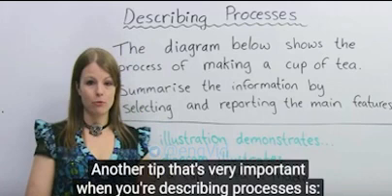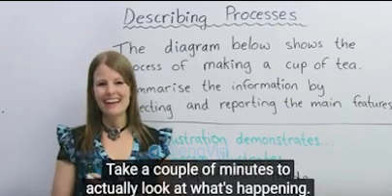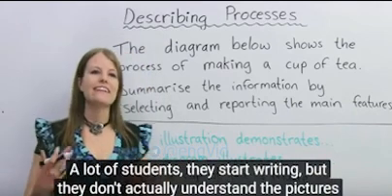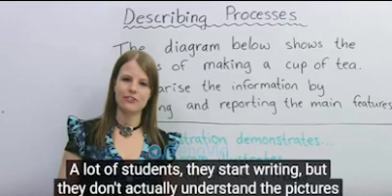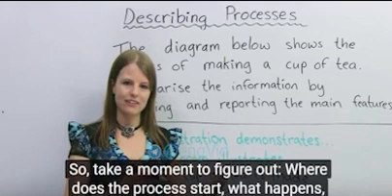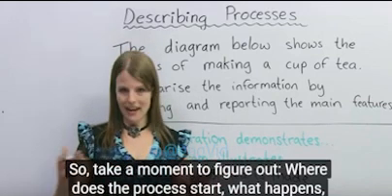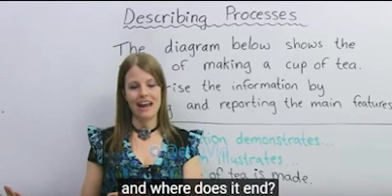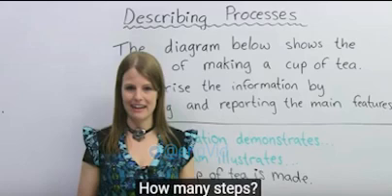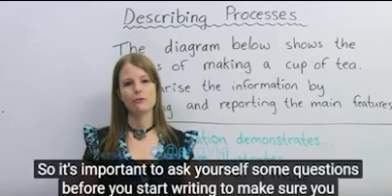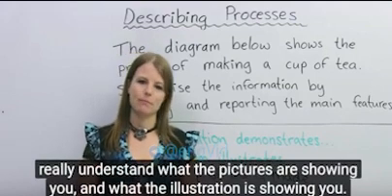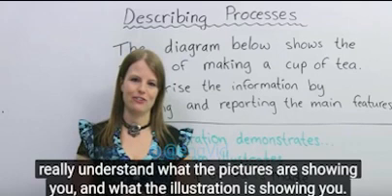Another tip that's very important when you're describing processes is take a couple of minutes to actually look at what's happening. A lot of students, they start writing, but they don't actually understand the pictures they're looking at. So take a moment to figure out, where does the process start, what happens, and where does it end? What is the final product? How many stages are there? How many steps? Okay, so it's important to ask yourself some questions before you start writing to make sure you really understand what the pictures are showing you and what the illustration is showing you.